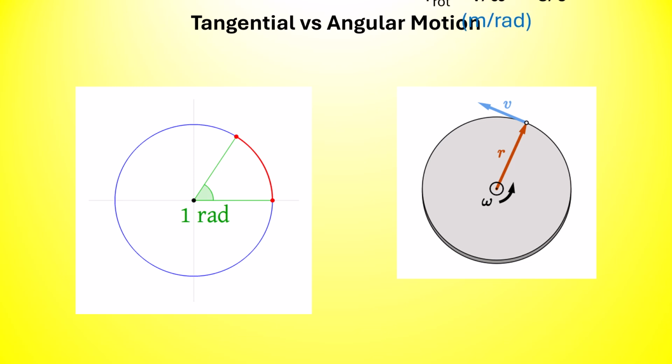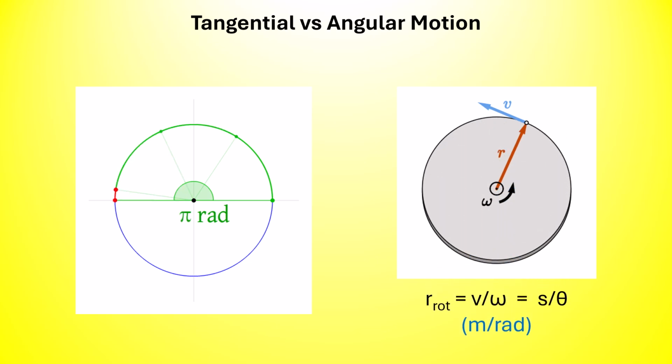Thus rotational radius equals tangential velocity divided by angular velocity. It's also equal to tangential displacement divided by angular displacement. To be consistent with the equation, rotational radius should have the unit of meter per radian.